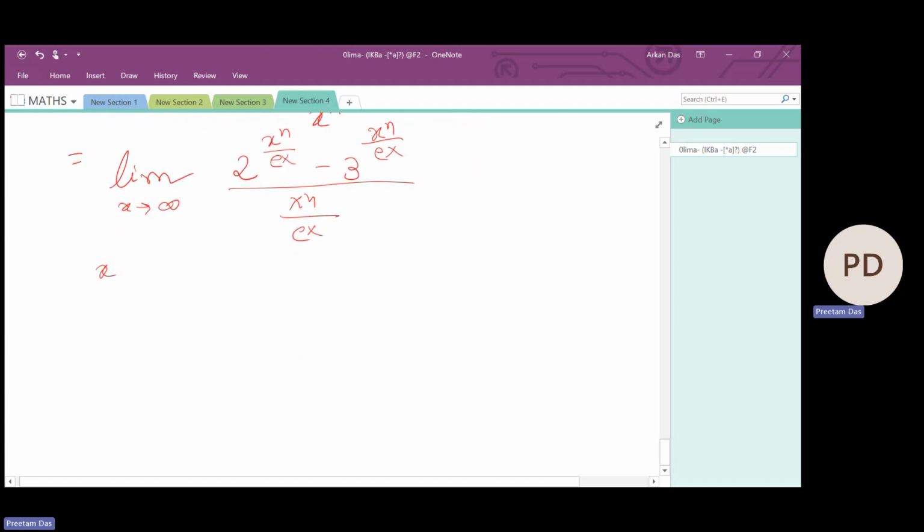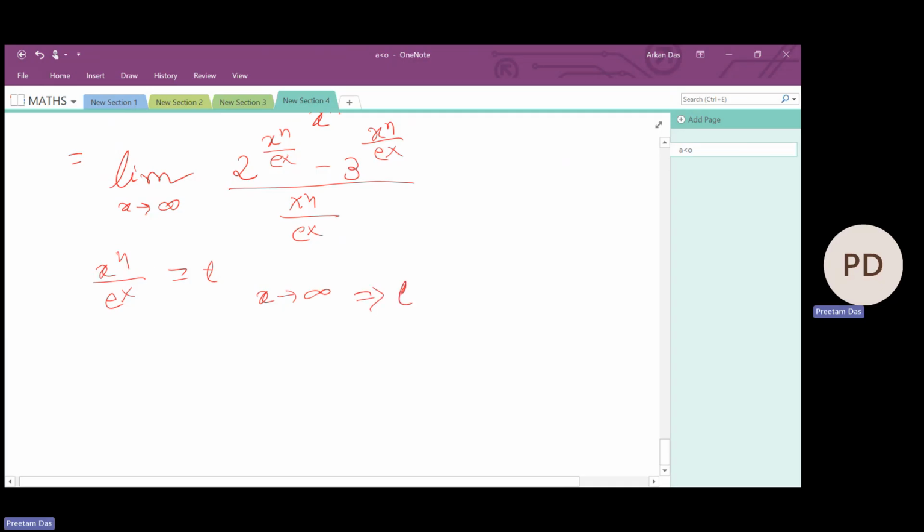Now x power n by e raised to x, let us consider this as a new variable, suppose t. So x is going towards infinity. How will these two change? Exponential is a much larger one. E raised to x always increases at a faster rate than the algebraic ones, x raised to n.